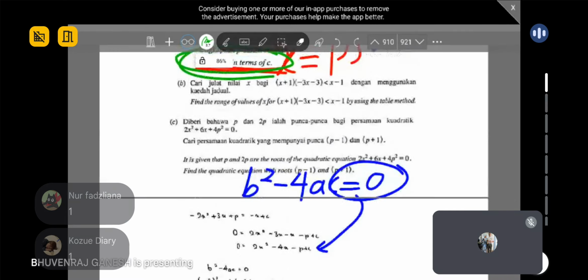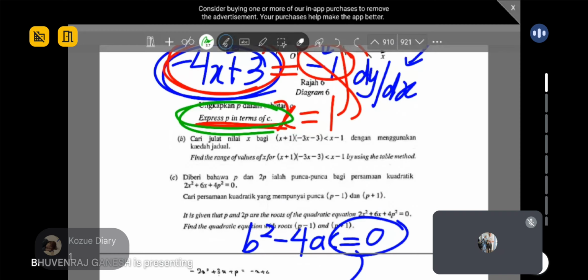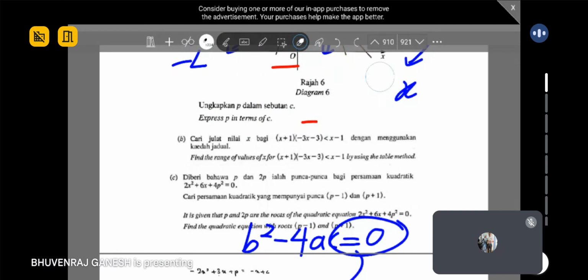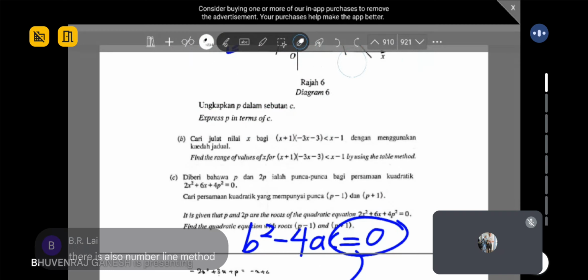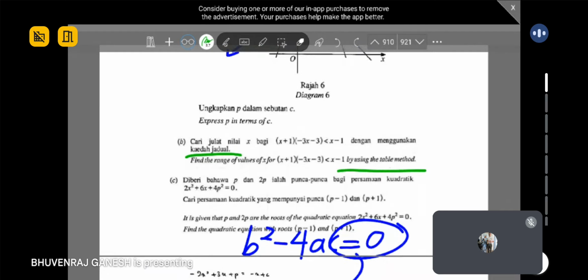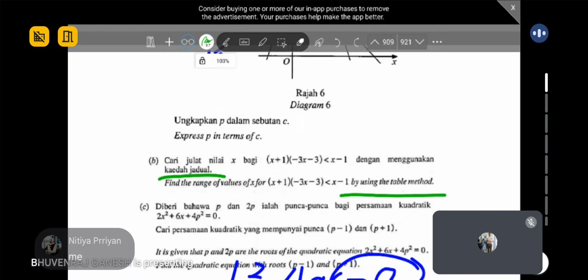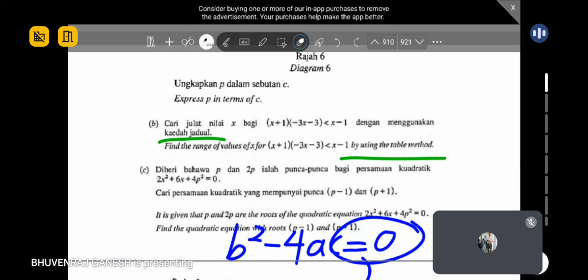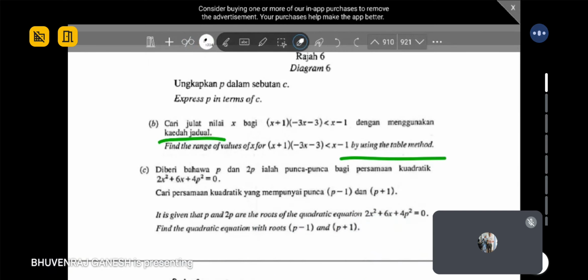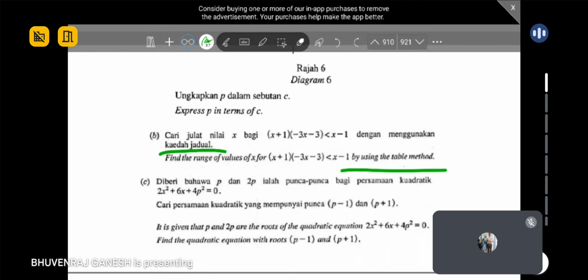Okay, so we go to the next question. Soalan B. Okay, so question B is interesting. They ask you to use the table method, guys. So guys, siapa tak lagi kuasai kaedah jadual, pastikan kena kuasai sekarang. Sebab soalan SPM tahun lepas dah tanya. Okay, you must know how to solve quadratic by using table method. Okay? Yes, there is also number line. Number line and table is actually the concept very similar. Okay? Alright. So how do we solve this, guys?